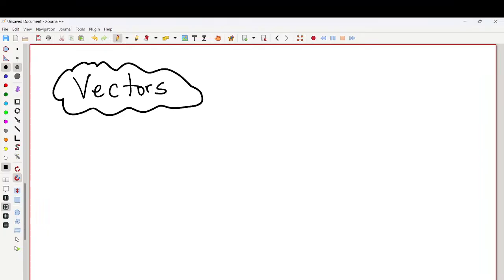Vectors. So a vector. Does anyone know what it is? Any experience with vectors before? A vector is a heading and a magnitude. A heading? What is a heading? Sorry, I know what a magnitude is. From an angle. Okay.